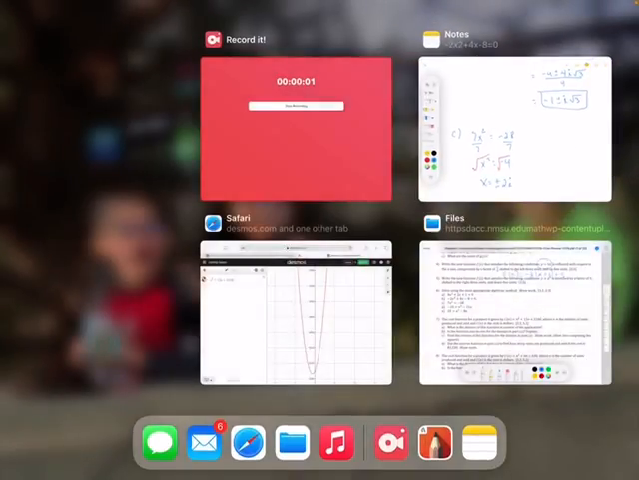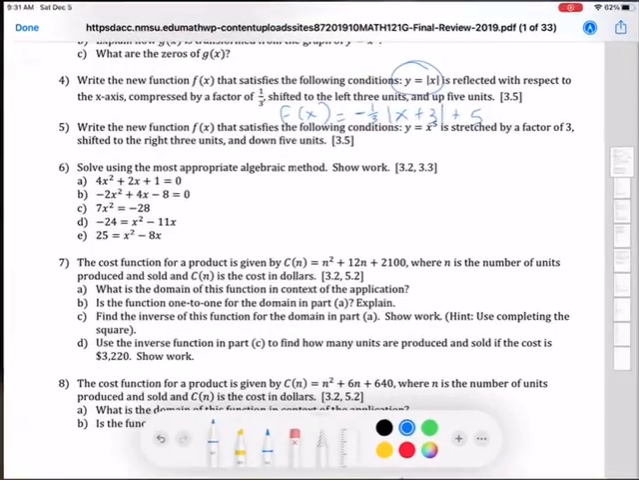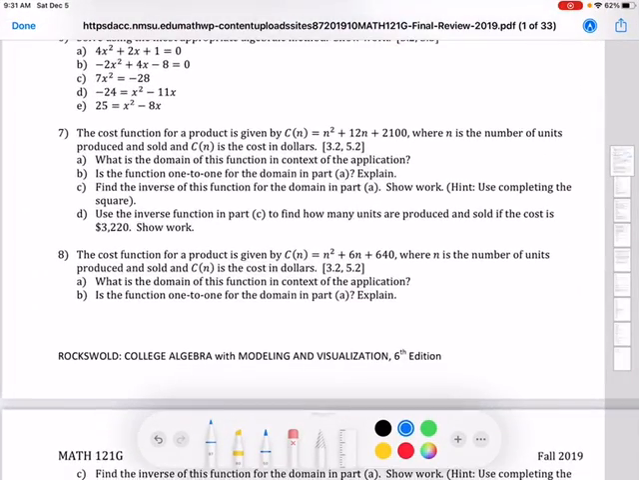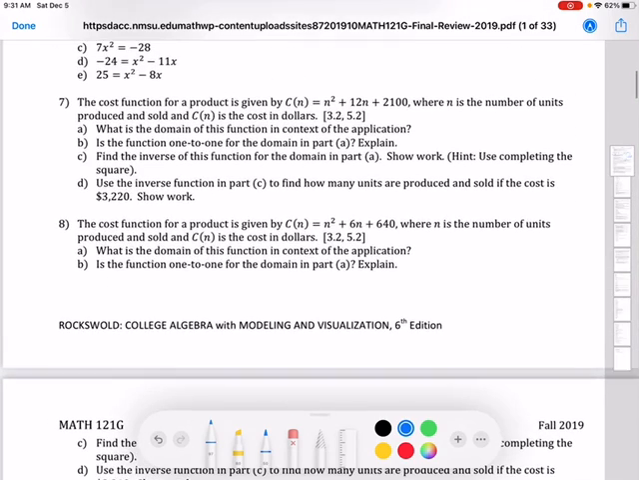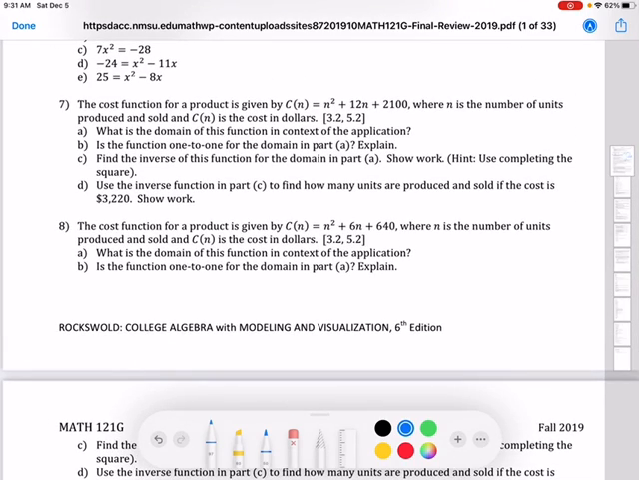All right, number 7. Number 7 and 8 are very similar. Let's try one of these. Number 7: the cost function of a product is given by the function there. N is the number of units produced and sold. So N represents the units, and C of N represents the cost in dollars. What is the domain of the function in context of the application problem?